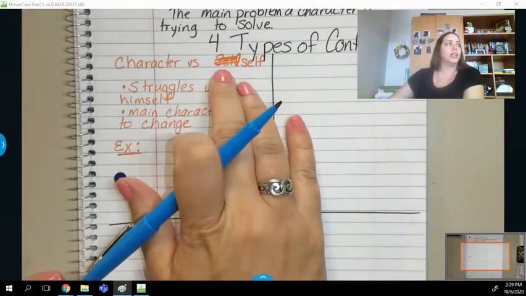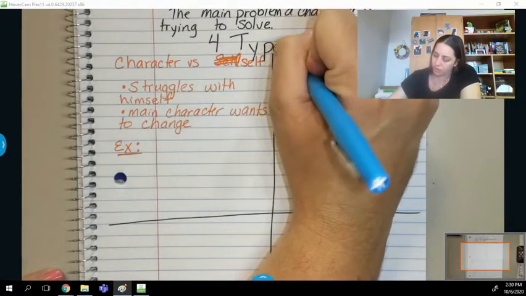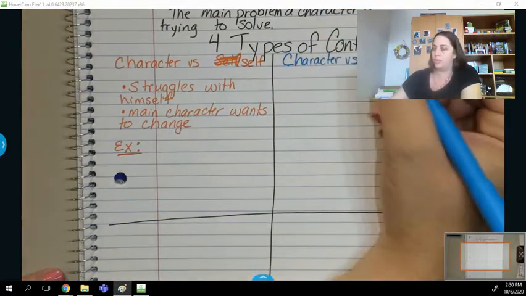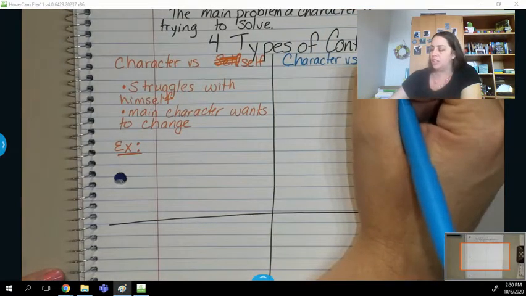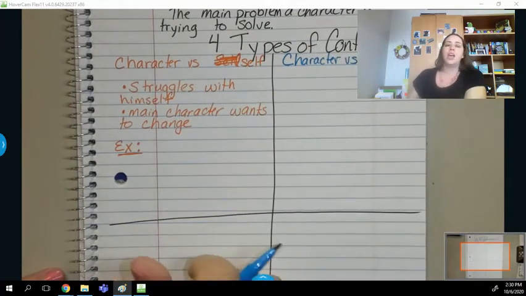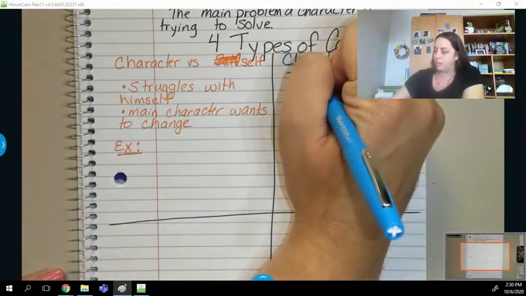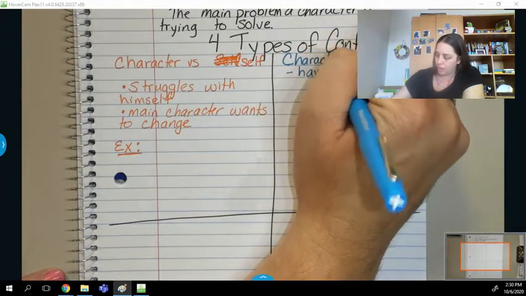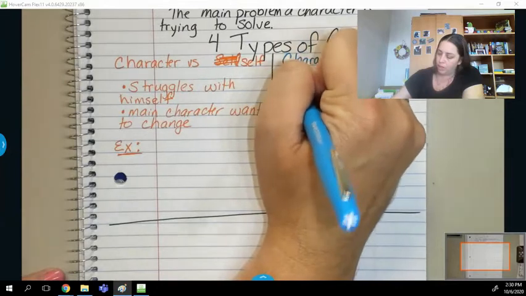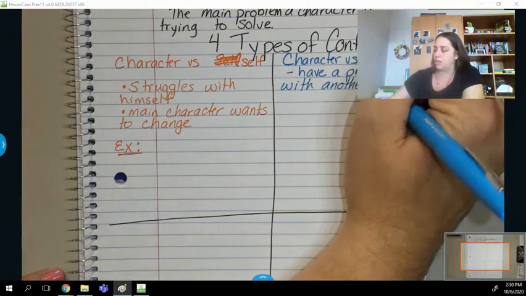The next one is character versus character. All right, so this is when you have 2 characters who are going against each other. So they have a problem with another character.